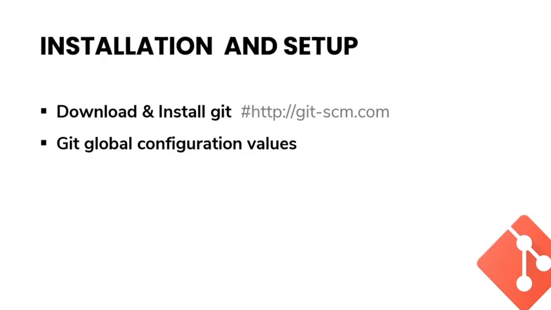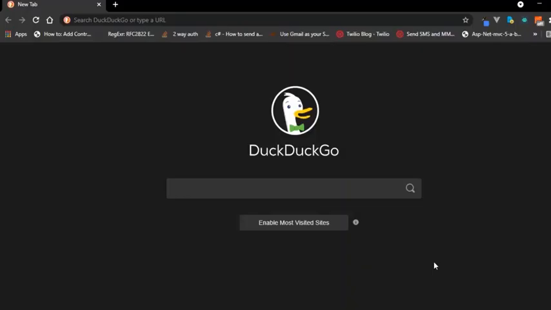To download Git, you can go to git-scm.com, or you can search the term Git on any of the search engines, and the first option you should get should be a link to the Git homepage. After downloading and installing Git, we'll then go ahead to set up some of Git's global configuration values.